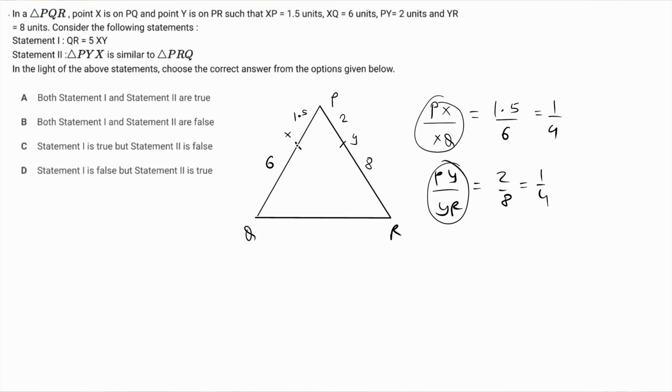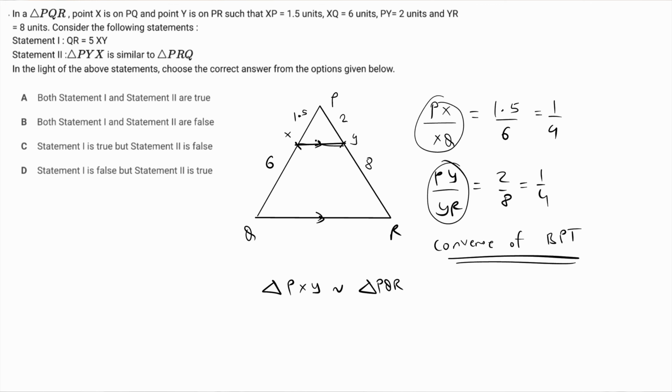That means the line XY, if you join, will be parallel to the line QR by the converse of basic proportionality theorem, converse of BPT, right? So if a line divides the two sides of triangles in the same ratio, then it is parallel to the third side, right? So XY is parallel to QR. Since XY is parallel to QR, guys, we can now prove triangle PXY will be similar to triangle PQR.